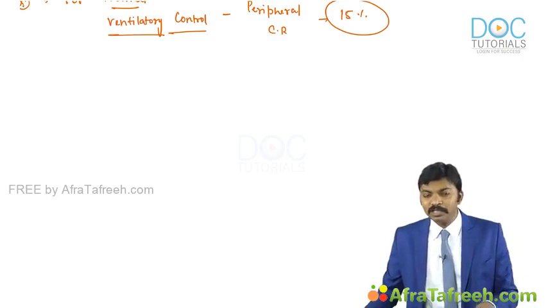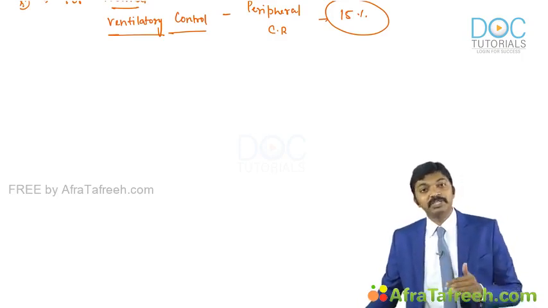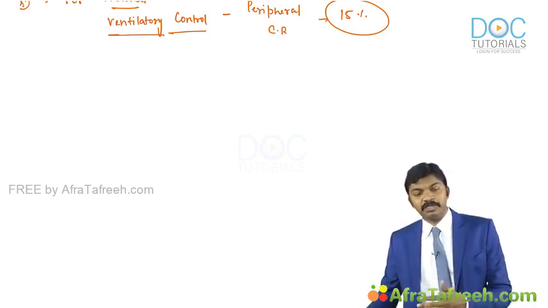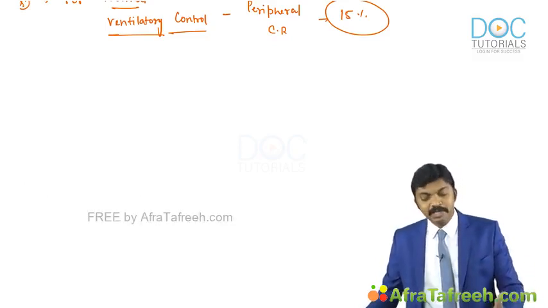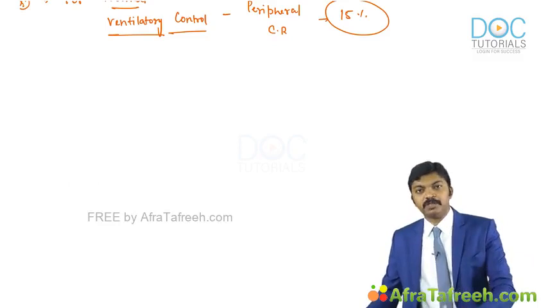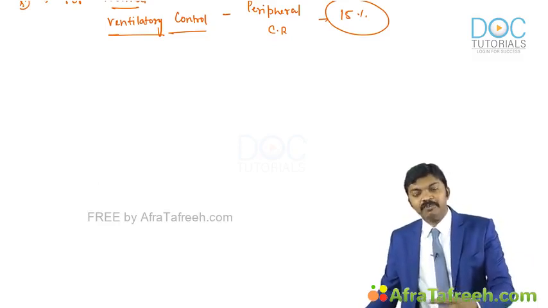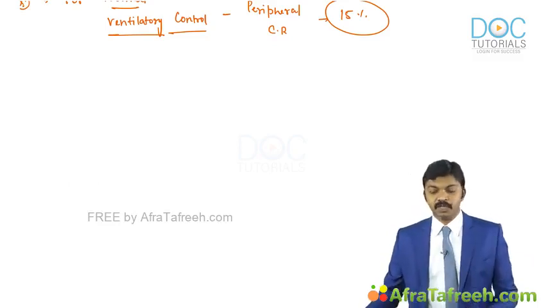They have an oxygen sensitive potassium channel which gets closed during hypoxia. This leads to depolarization of the type 1 cell, producing an action potential in the glossopharyngeal nerve, thereby the information is conveyed to the nucleus tractus solitarius.